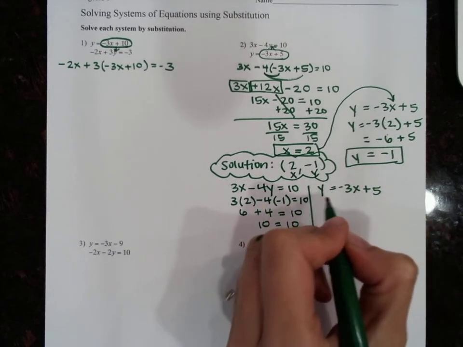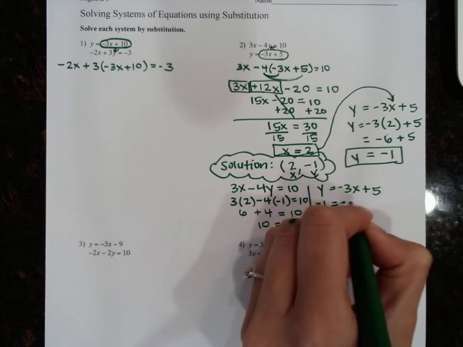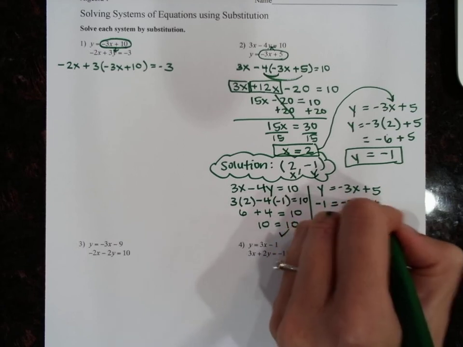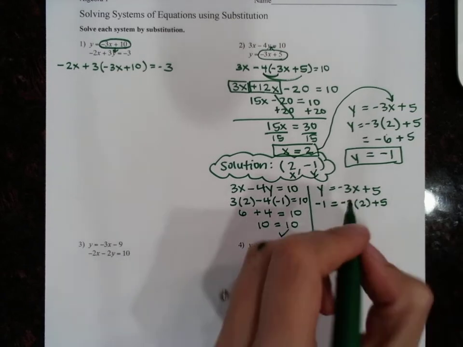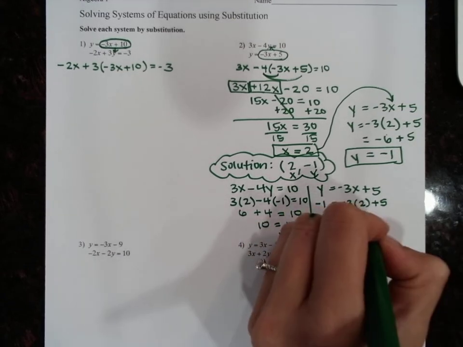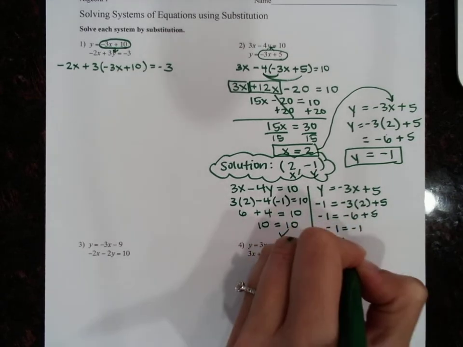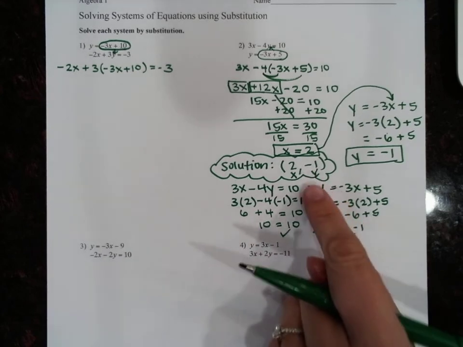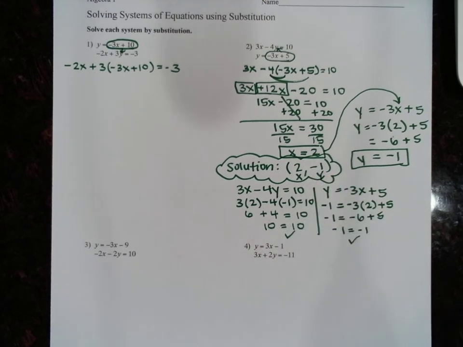Y equals negative 3x plus 5. So y is negative 1 equals negative 3 times x, which in this case is positive 2, plus 5. So negative 1 equals negative 3 times 2, which is negative 6. And negative 6 plus 5 is negative 1. It makes both equations true. So we know we solved correctly, and that the solution 100% is 2, -1.